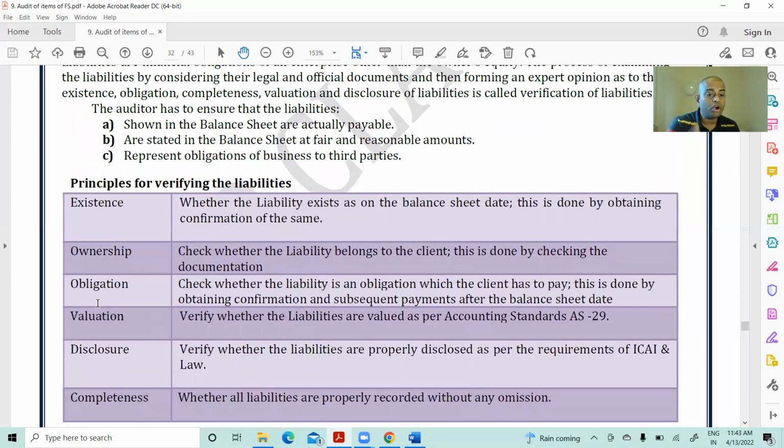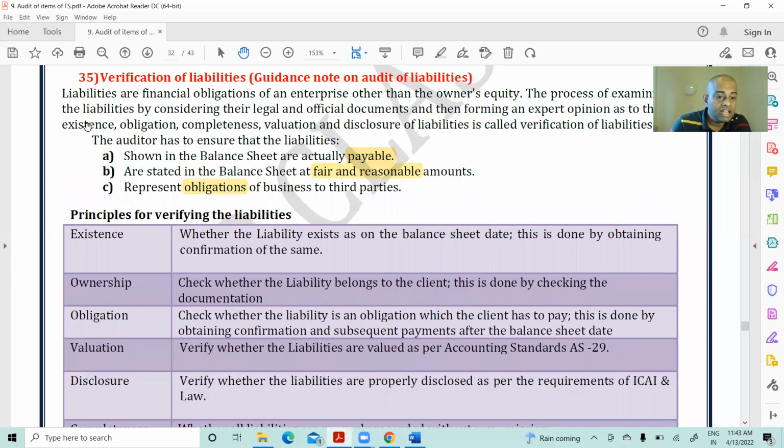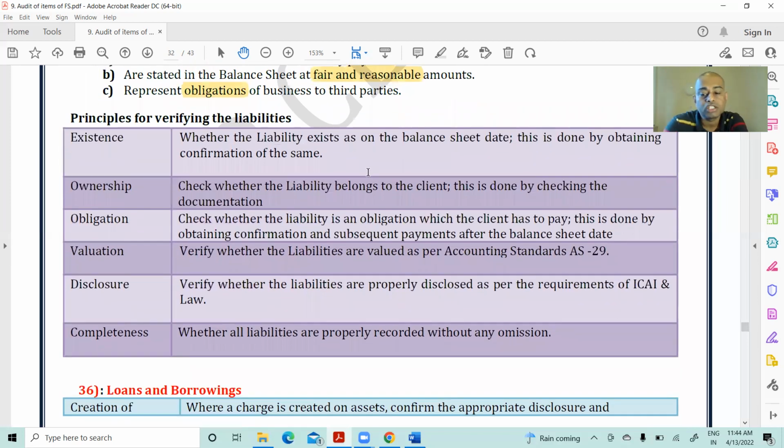So these are the points the auditor is concerned about. The auditor has to ensure that the liabilities shown in the balance sheet are actually payable, and are stated in the balance sheet at fair and reasonable amounts. Accuracy, valuation, representing obligations of the business to third parties. You understand? Here we said existence, obligation, completeness, valuation, disclosure. All these things are explained in this box.